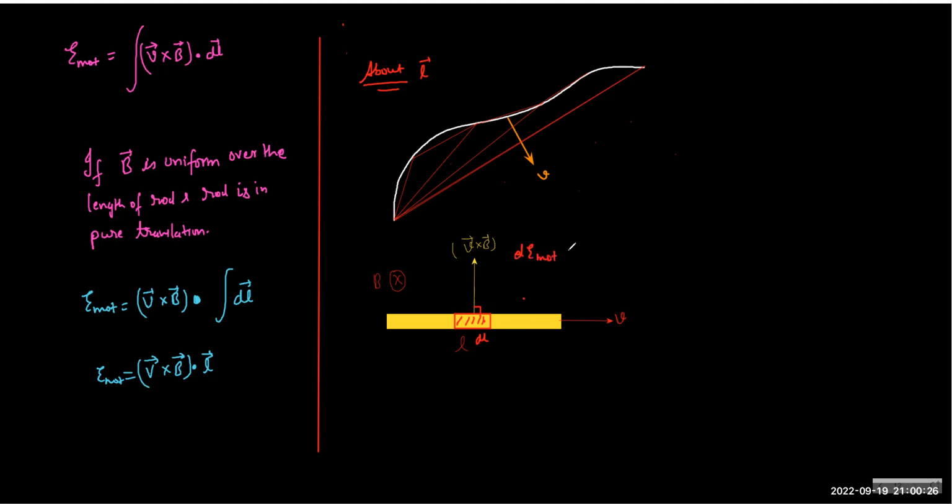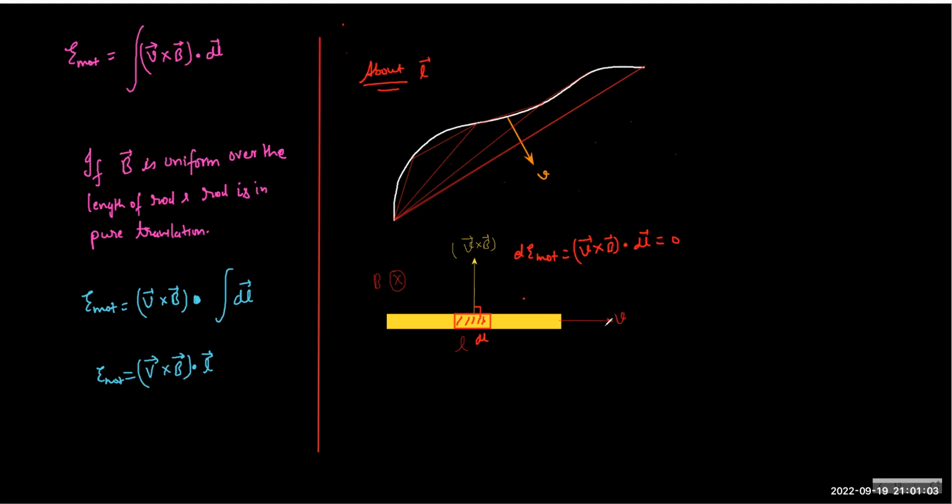So elementary motional EMF will be V cross B dot dl, and you can see clearly this is 0, because the dot product of two vectors is 0 if they are mutually perpendicular, right? The other way of thinking is that V cross B will try to move the charge in its direction, but it is not possible because the width of the rod is 0. It's a thin rod, so it means there is no gap actually.